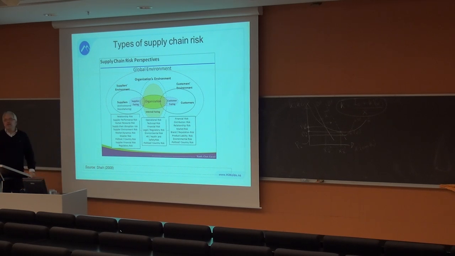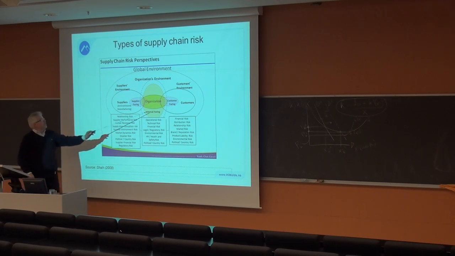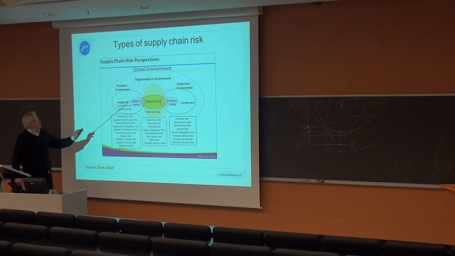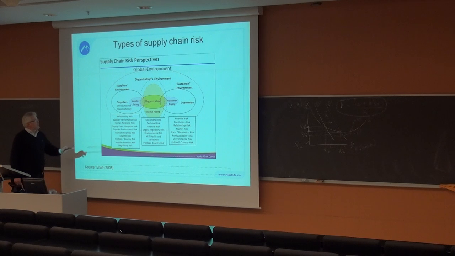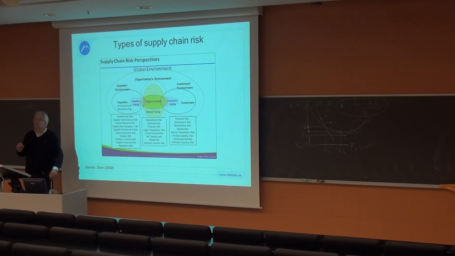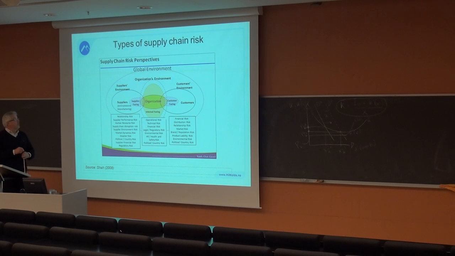almost the same as this illustration that I showed you the last time, with the focal firm here, and you have suppliers in this direction and customers in this direction. So what is called organization here is the focal firm. And we see here connected to the suppliers' environment and the suppliers, including outsourcing or offshoring of manufacturing, there are certain risk factors that are listed.